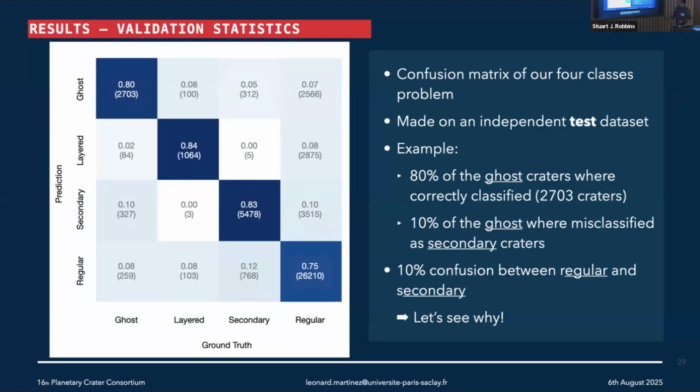So this is a test data set, so it's an independent data set. And what we can see here, you can read it like this. You read the abscissa, like if you want to detect regular, in 70%, 75% of cases, it detects correctly a regular crater, but in 10% of cases, it mismatches with a secondary crater. So we will explain later why, and we will discuss these results. But for other classes, secondary are well detected in 83% of cases, layered in 84% of cases, and ghost in 80% of cases.